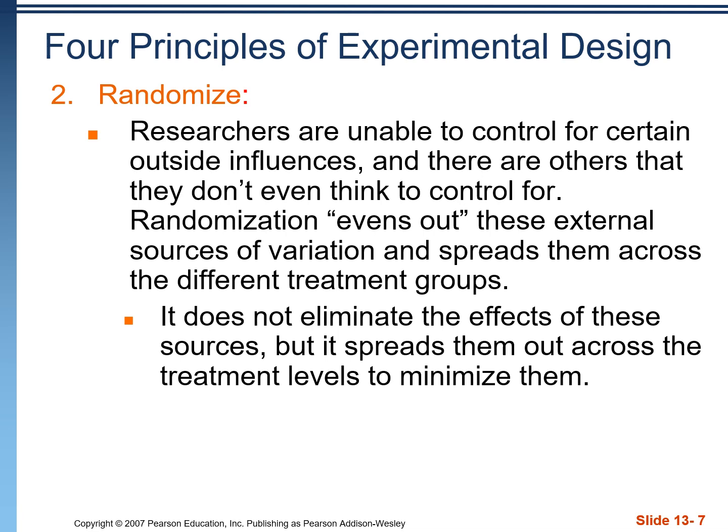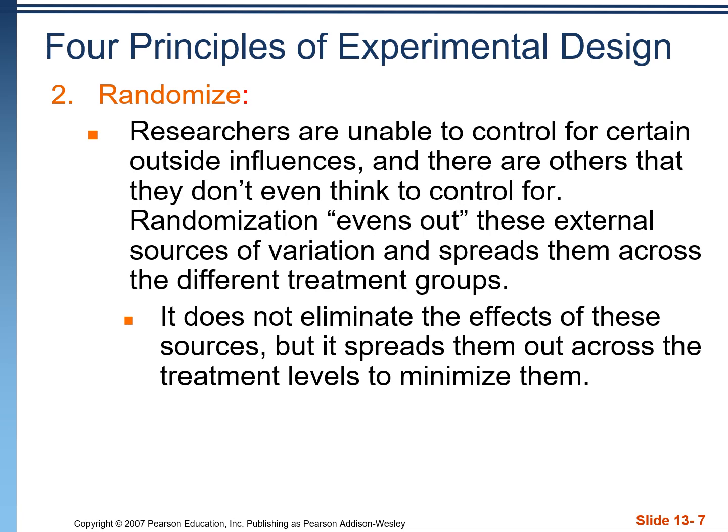So sometimes we're unable to control for certain influences. Sometimes we don't even think to control for certain variables that might end up affecting our experiment. So what we do to deal with all of those at the same time is we randomize which subjects, which experimental units get which treatment.